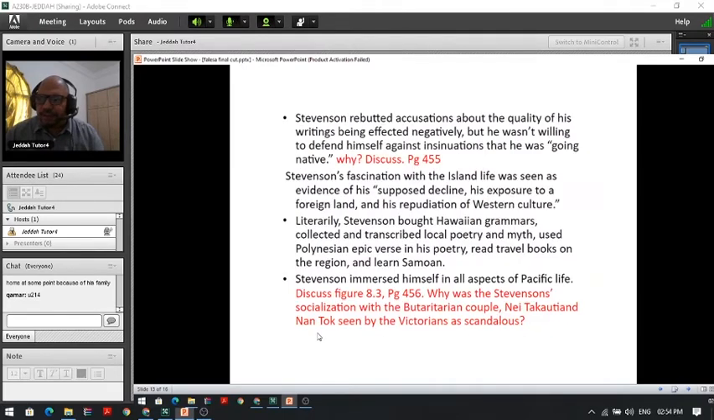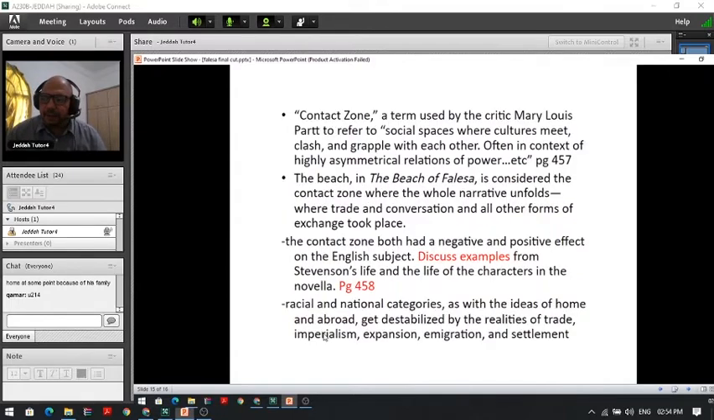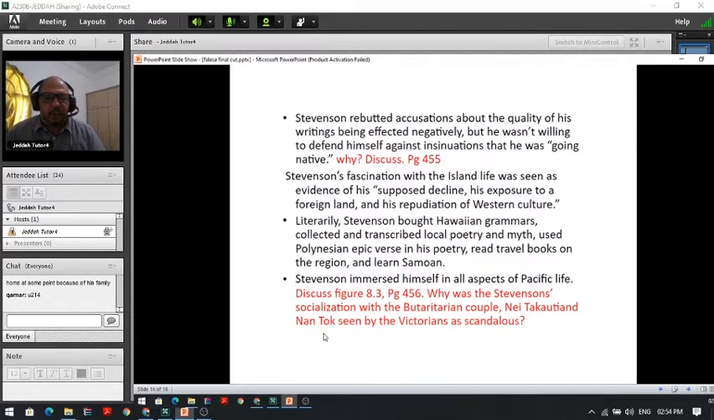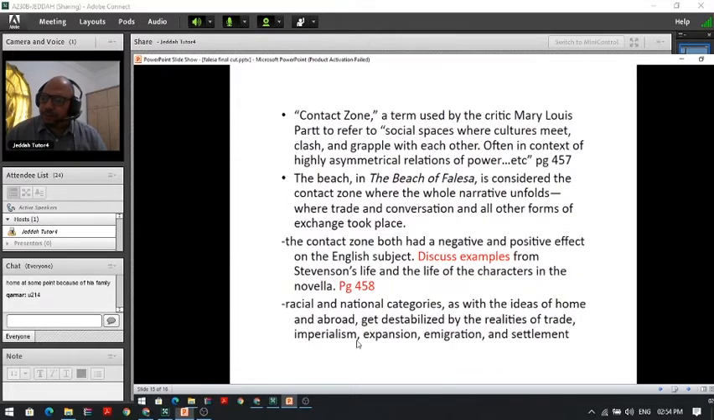Again, we spoke enough about the reaction and accusing him of being native himself, Stevenson, I mean, going native, and the fact that if he writes the way he writes about these people on the islands, these are signs of decline for British people, of course.